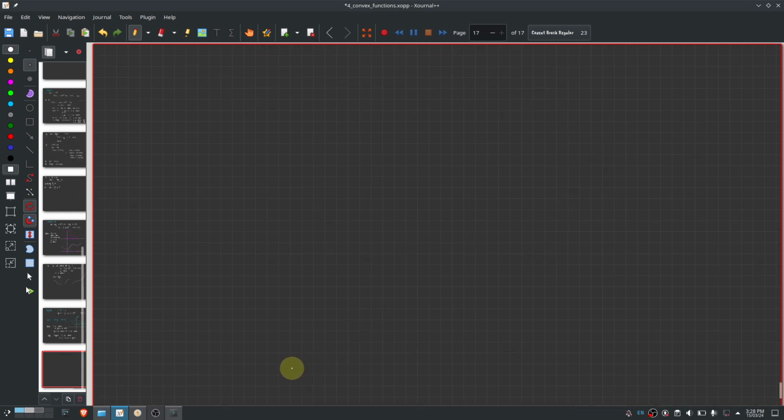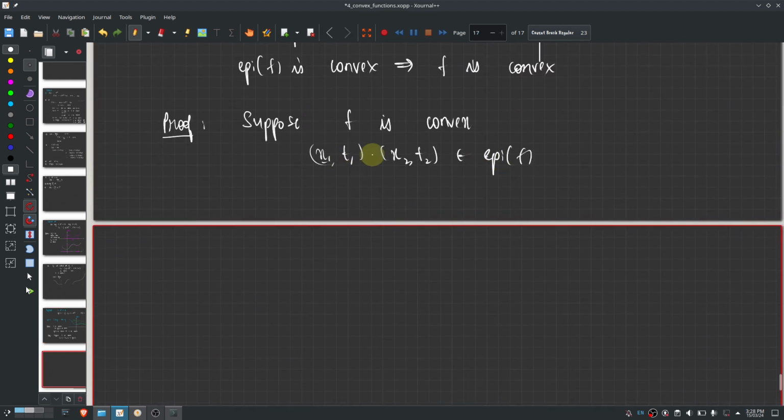Okay, so let's just use the definition. Let's first see if this belongs to the epigraph of F. We want to show that (alpha x1 plus 1 minus alpha x2, alpha t1 plus 1 minus alpha t2) belongs to the epigraph of F. Simple thing, just evaluate this.